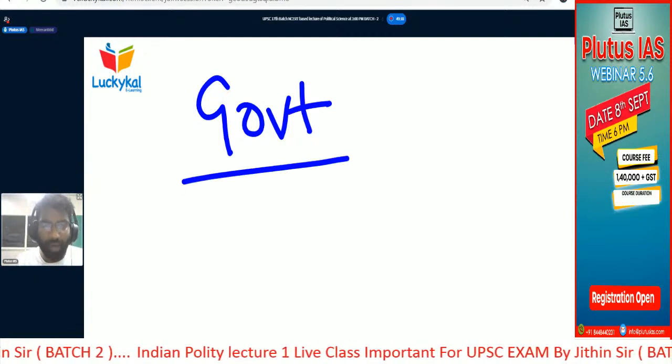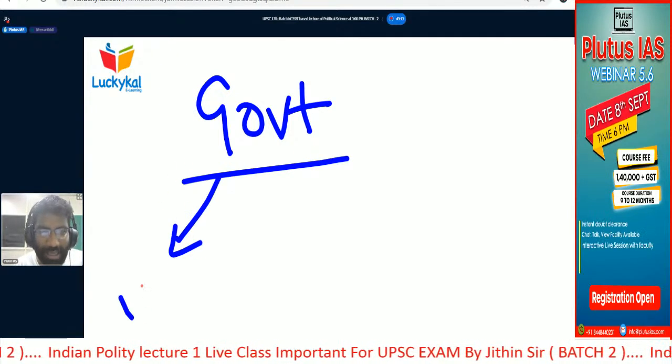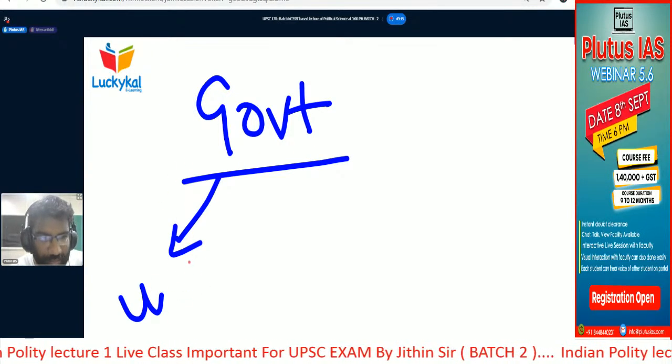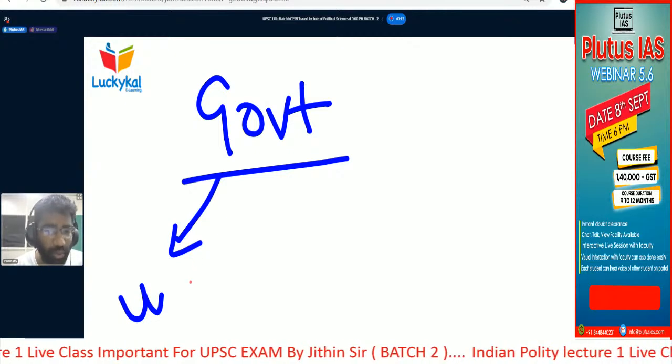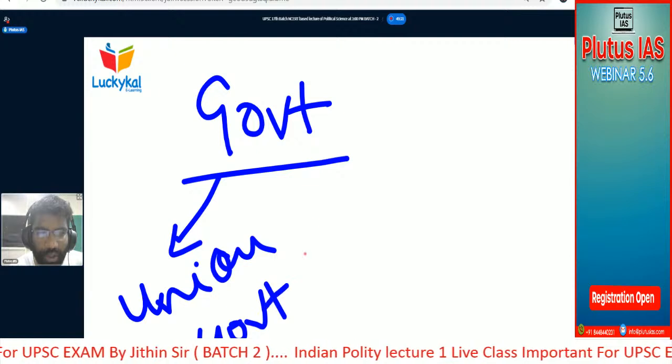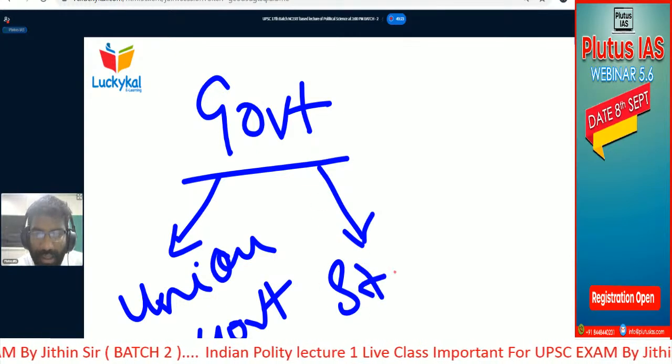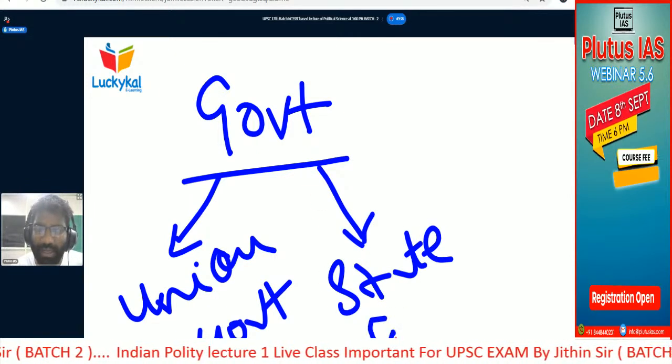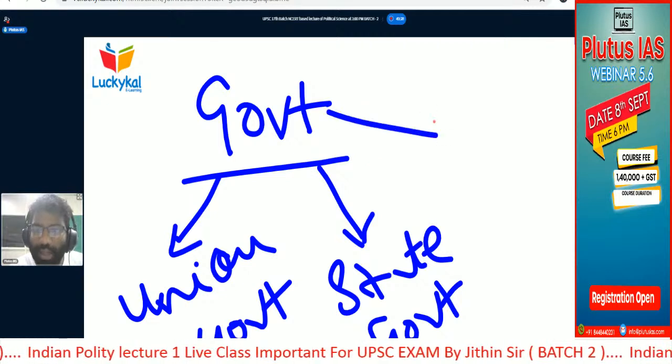Okay, write down government and divide it into three parts. Number one is union government. Ward election is included in local. Number one, union government. Number two, state government. And number three, local self-government.